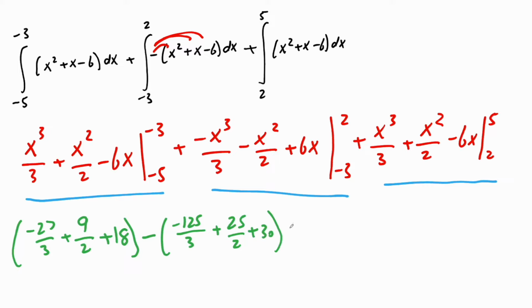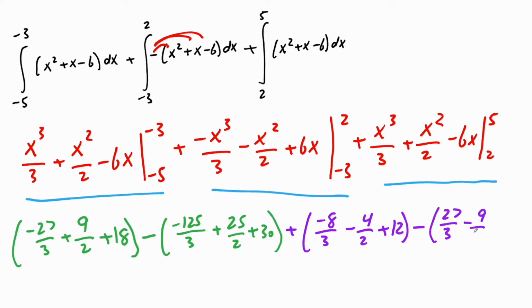Close it. Now we'll do the other piece. So plus, plug in a 2 here, negative 2 cubed is going to give us negative 8, so negative 8 divided by 3. Do this piece, we'll get negative 4 divided by 2, then we'll get 12. Close it. Then we'll put our minus sign, parentheses, same idea. We're going to get 27 divided by 3. Plug in negative 3 here. Negative 3 times negative 3 is positive 9, but we have a negative. So negative 9 divided by 2. And negative 3 times 6 is negative 18. So negative 18, close it.